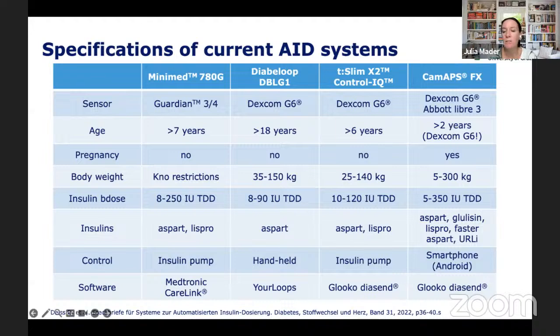Maybe of importance, with one of the systems we are flexible in using a different sensor, but also Medtronic opened up in recent weeks, and we hear positive news that maybe in the future people can use the 780G with a different sensor.